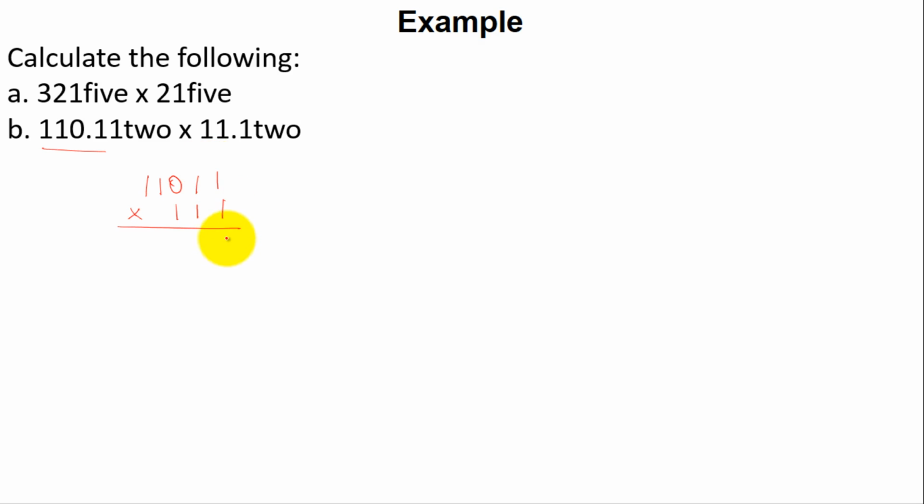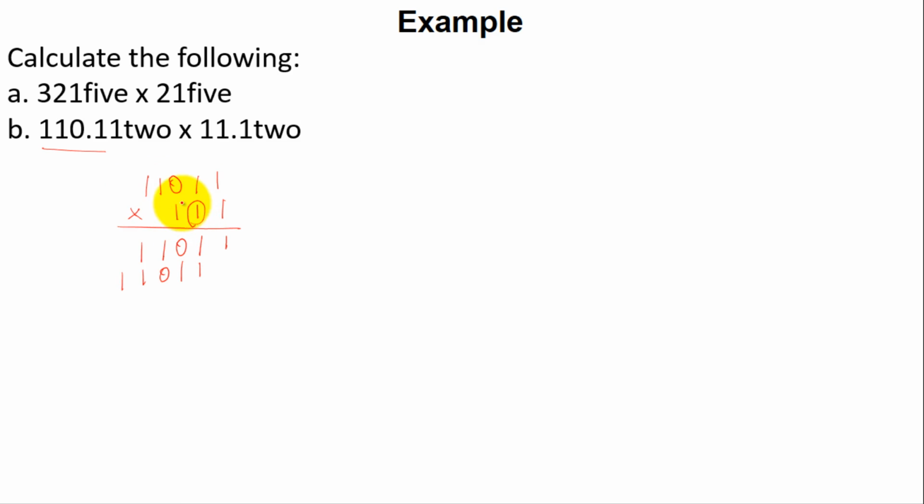Therefore, 1 times 1 will give me 1. 1 times 1 will give me 1. 1 times 0 will give me 0. Then 1 times 1 will give me 1. 1 times 1 will give me 1. Then we use this one again to multiply, but we will start from here. 1 times 1 will give me 1. 1 times 1 will give me 1. 1 times 0 will give me 0. 1 times 1 will give me 1. 1 times 1 will give me 1.